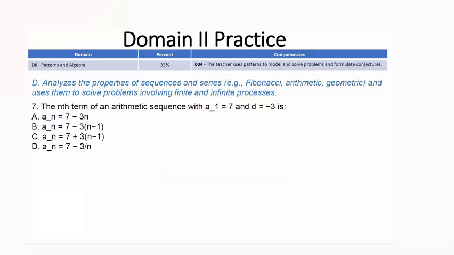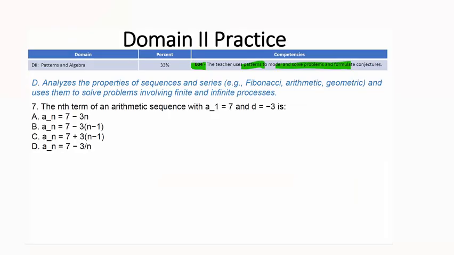All right, let's read again. Competency 4: the teacher uses patterns, models, and problem solving to analyze the properties of sequences, Fibonacci, arithmetic, and geometric, and uses them in solving problems involving finite and infinite processes. Okay, here we go.